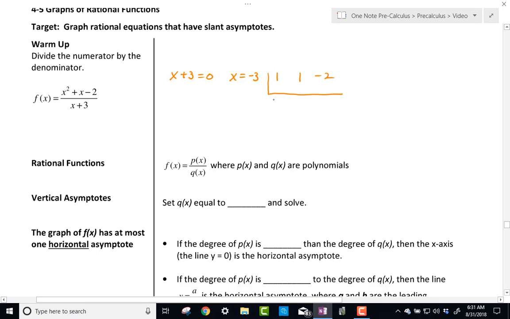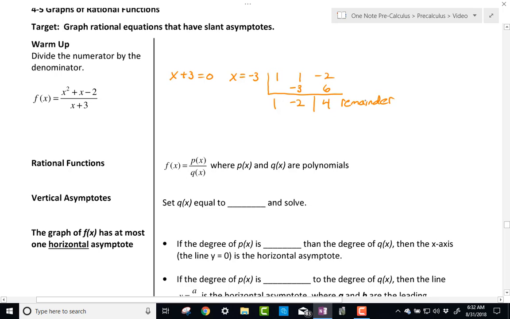And here we go. Drop down the 1. Negative 3 times 1 is negative 3. Add down the column, you get negative 2. Negative 3 times negative 2 is positive 6. Drop down the column. This is my remainder right here. Alright? This is my remainder.